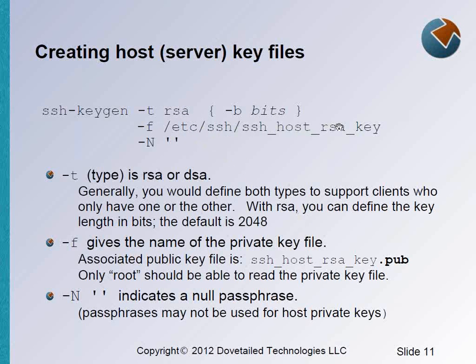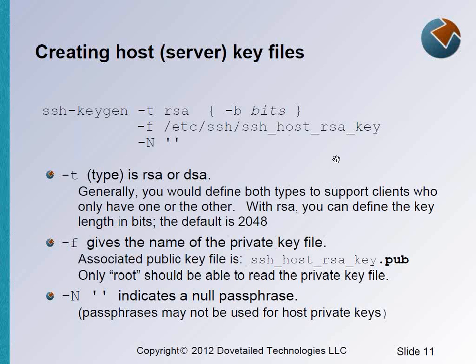Now, -f, you can give it on the command line. Here's the default name of the RSA key file. You put it in the /etc/ssh directory. When you generate that name, it'll actually generate two files: the private key file of that name, and then another file, .pub, which has the public key. -N with a double-quoted empty string basically says I want a null passphrase. You can't have passphrases on host private keys. Users you can. We'll see that later.